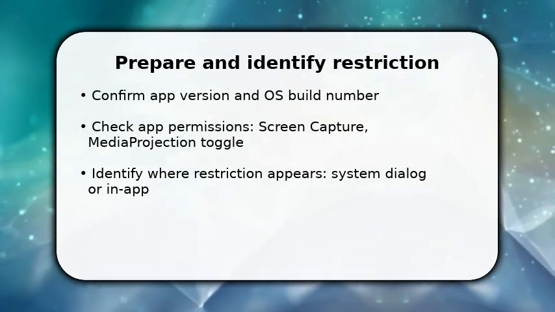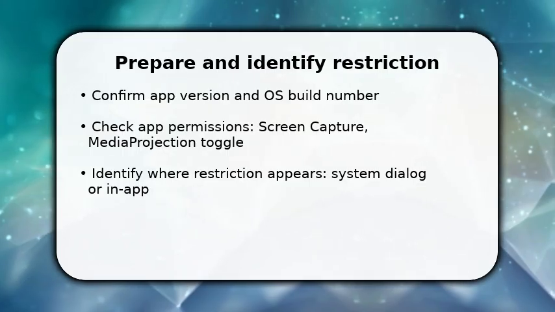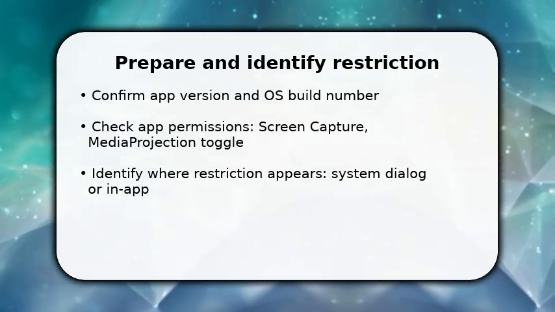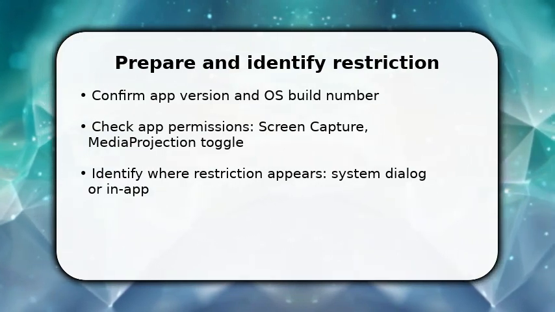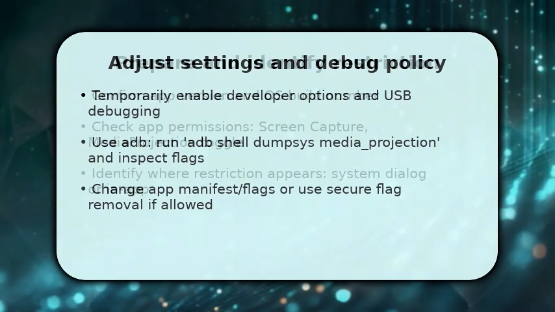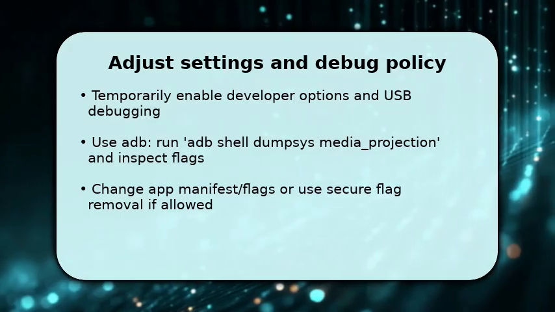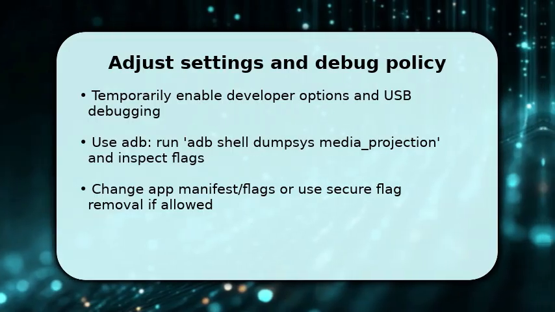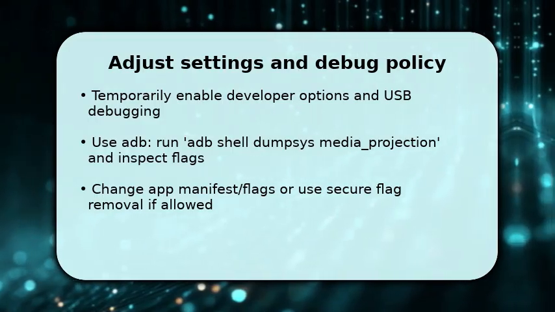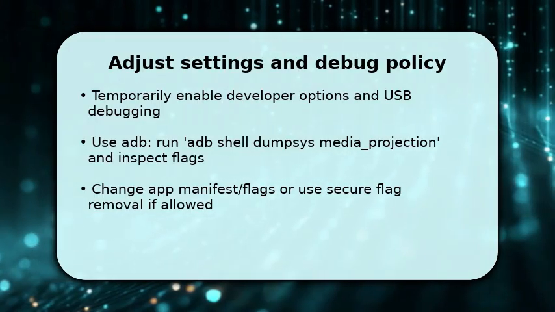Once done, you'll have the exact status and evidence required to choose the correct workaround or policy change without guessing. You should enable developer options and USB debugging so you can inspect runtime flags. Then run an ADB shell dumpsys media_projection to see active capture sessions and protection flags. This reveals whether FLAG_SECURE or provider restrictions block capture.